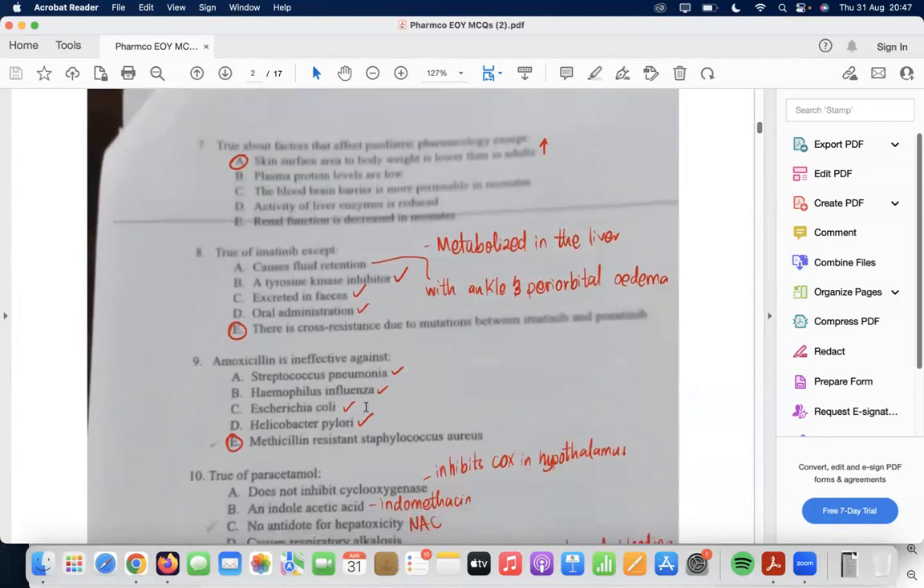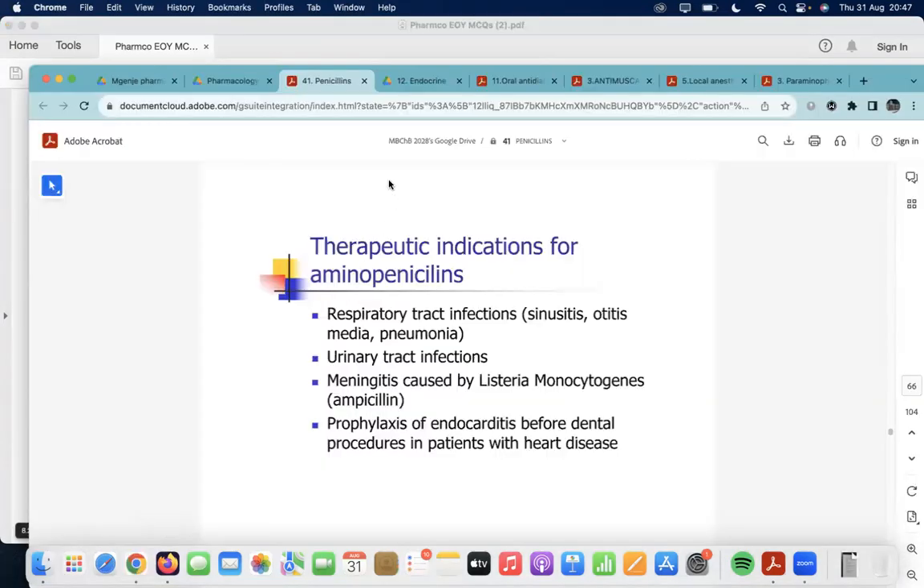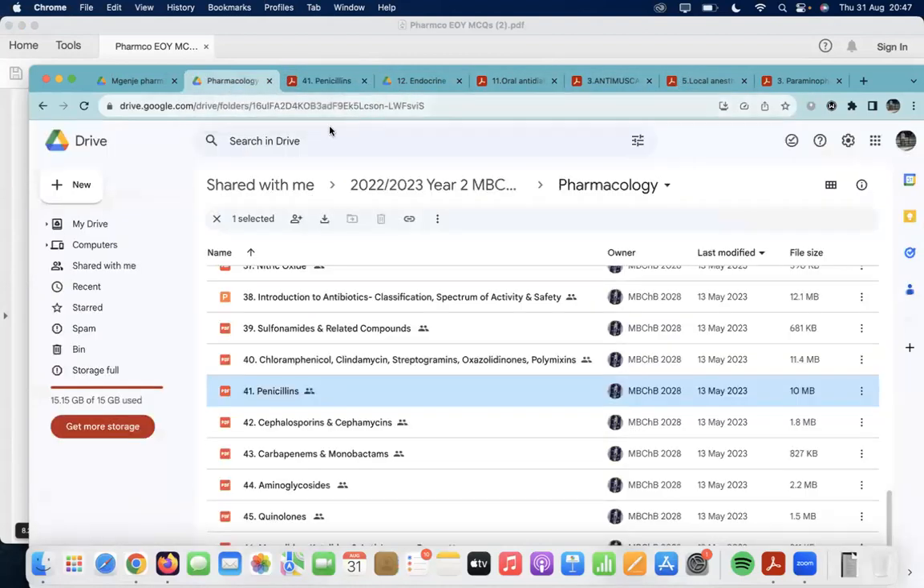So number 7, true about factors that affect pediatric pharmacology except. So this is a second year topic, pediatric pharmacology. So you can head on over there. Let me just close some of these. Or maybe I can just open another pharmacology.